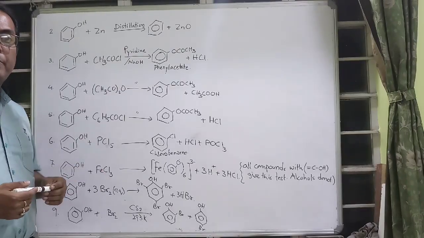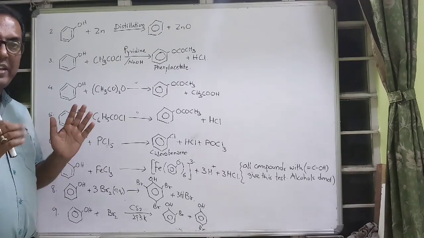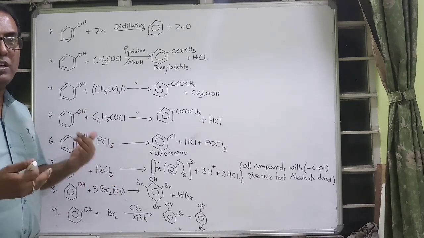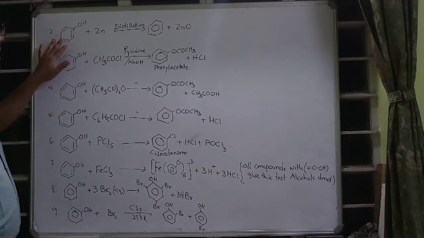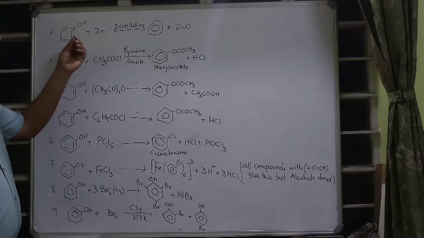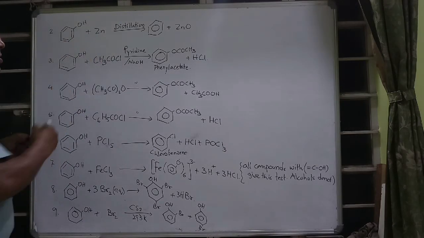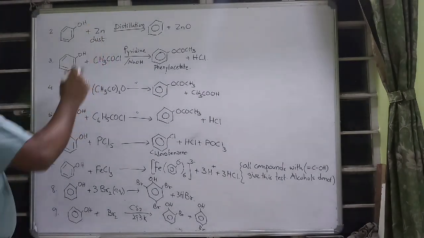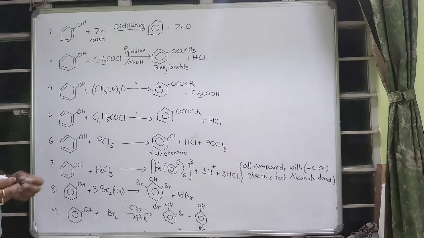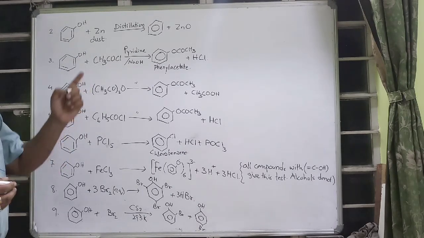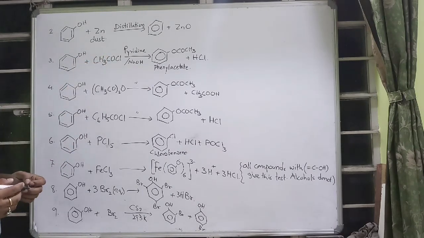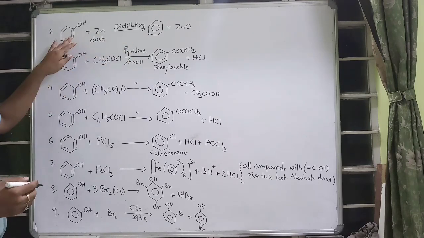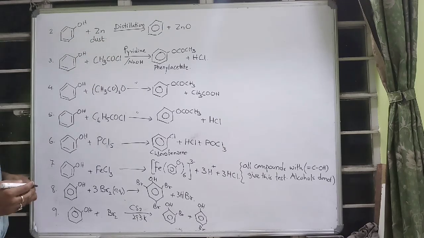In the chemical properties of phenol, we have seen the acidic nature of phenol. The second thing you are going to see is when phenol is allowed to react with zinc dust. When it reacts with zinc dust and undergoes distillation, we get benzene, and together with that we get zinc oxide. So you can understand that zinc gets oxidized and benzene, on the other hand, gets reduced.